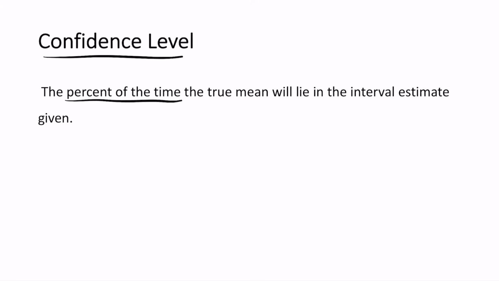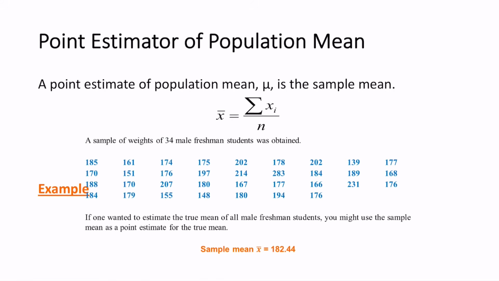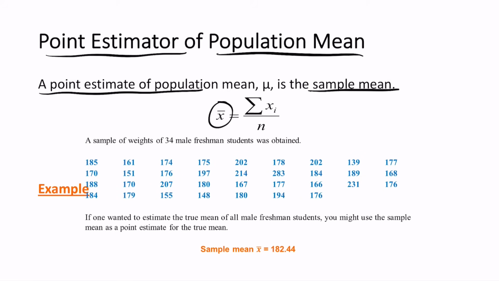So the percent of time that the true mean will lie in the interval estimate given is called the confidence interval. The point estimator for the population mean is the sample mean. So a point estimate for the population mean is the sample mean x bar, which is given by sigma xi by n.